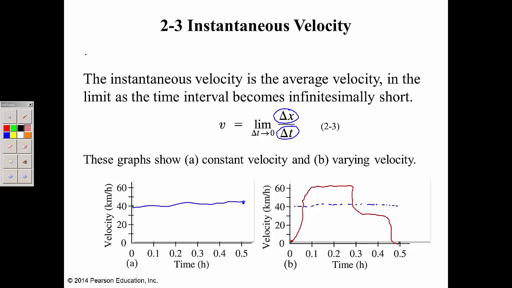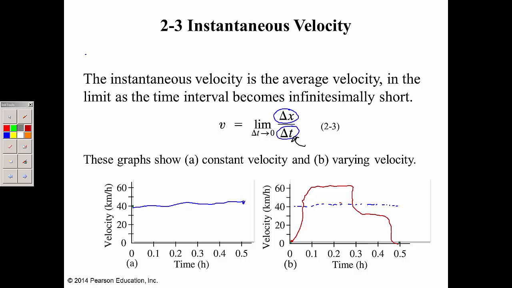Now the average velocity for the trip, if you know that you traveled 40 kilometers and it took you an hour to get there, would be very well described by this dotted blue line that I drew. However, your instantaneous velocity is very different than that. Instantaneous being as the time interval becomes very short.